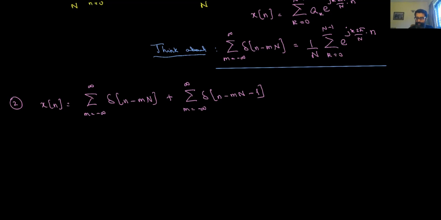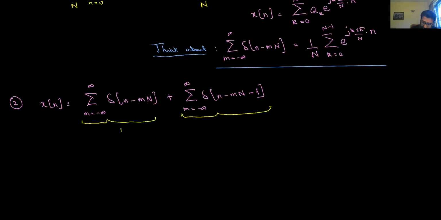Both of them have the same period, which is capital N. So this is the first signal. This is the second signal. What are the Fourier series coefficients of this? 1 by N, which we've done already in the previous one. What are the Fourier series coefficients of this?